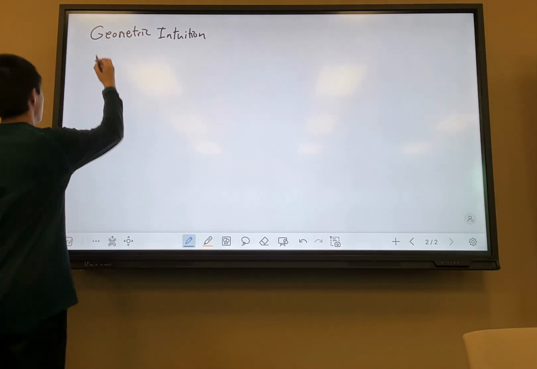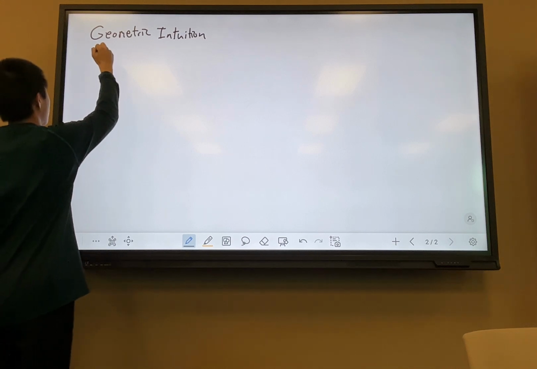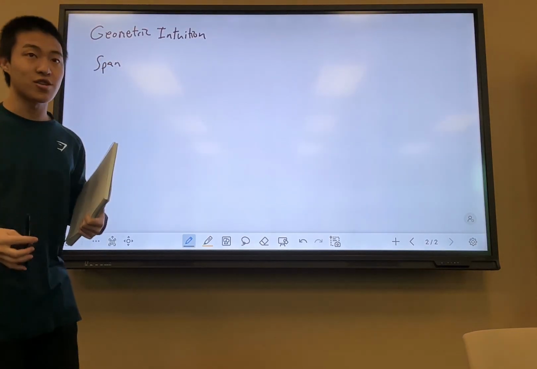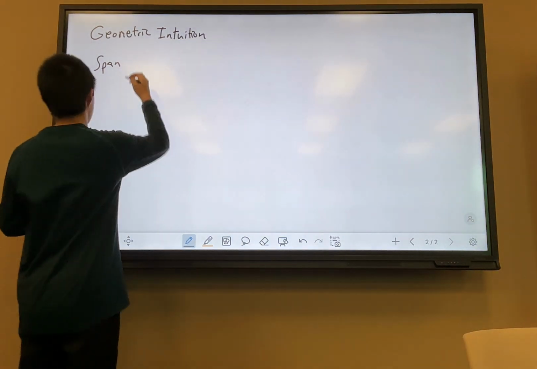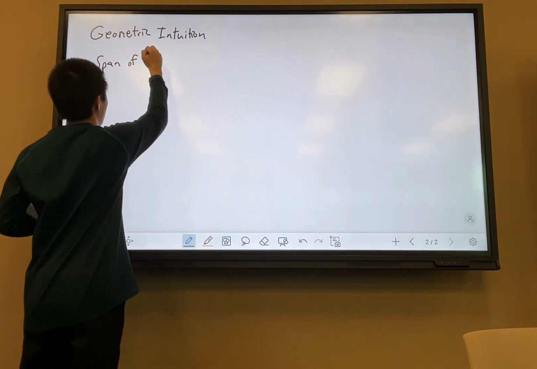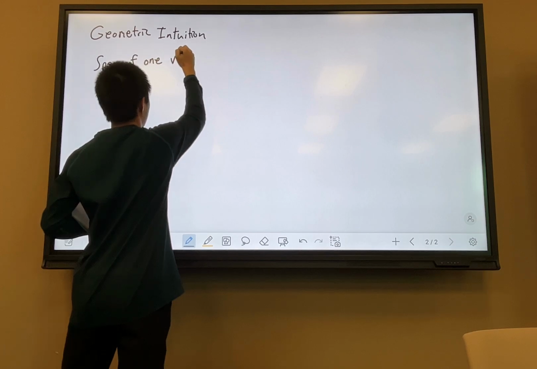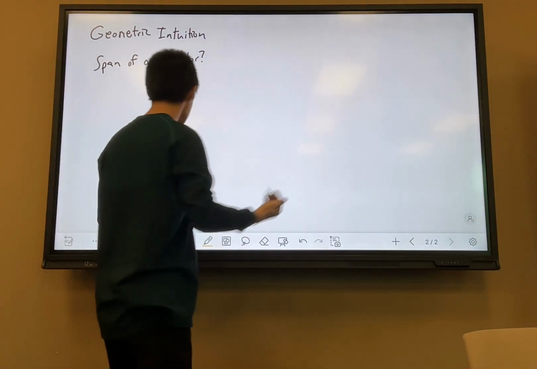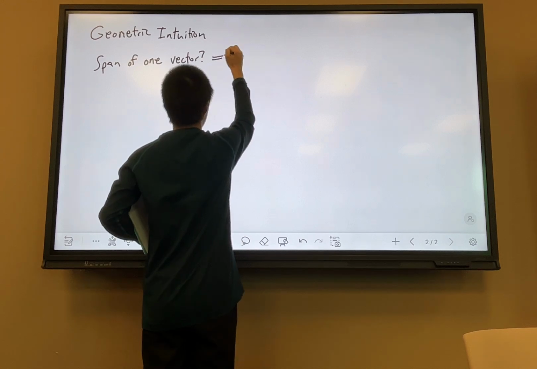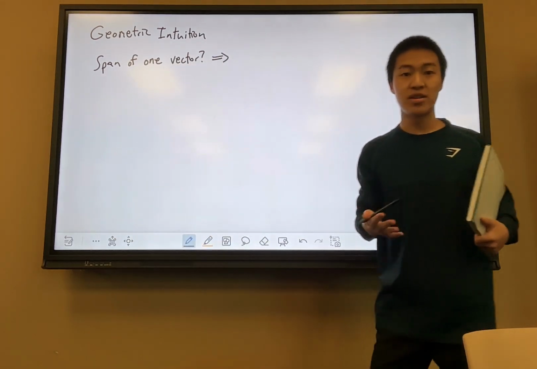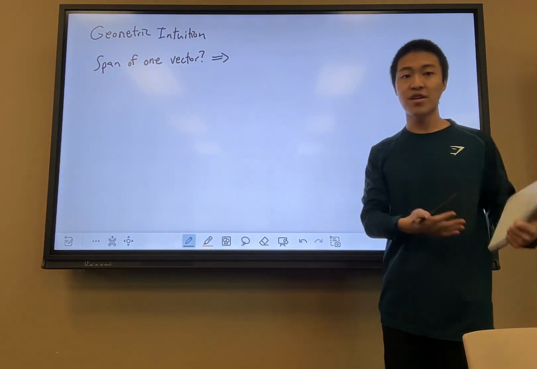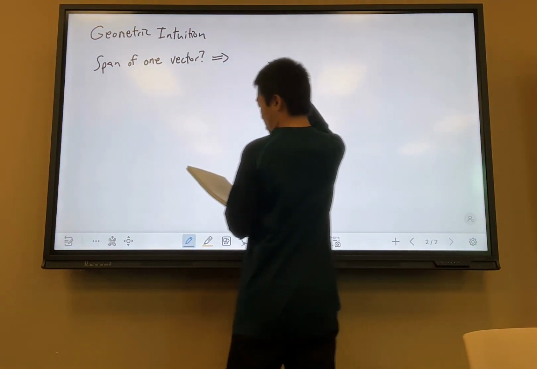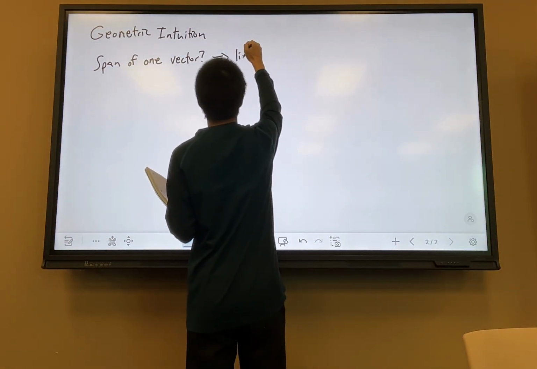So let's explore this. What is the span? We've talked about the definition a lot, but we haven't really done an example, so let's do one. What's the span of one vector? We'll start there. By definition, the span is going to be all the possible linear combinations of the set of vectors. In this case, the set of vectors is just one vector, but that's okay. So that means we have the linear combinations of one vector.